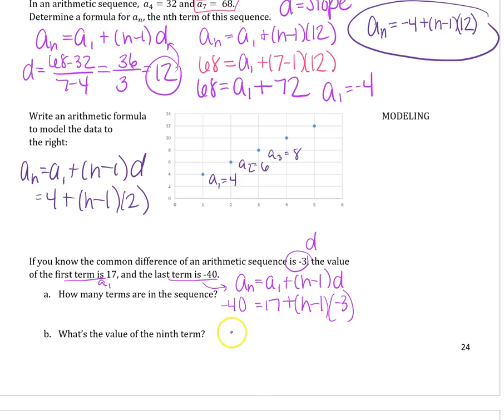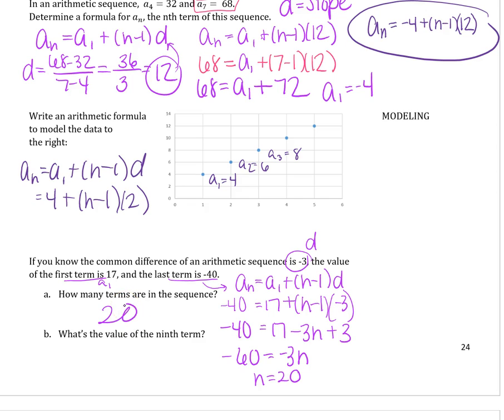So if I want to solve for n here, clean this up a little bit. This is -3n plus 3. So 17 plus 3 is 20, and then I can subtract. So -60 is equal to -3n. So n equals 20. So there are 20 terms in the sequence.